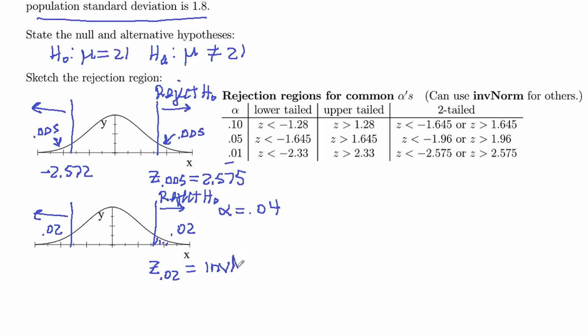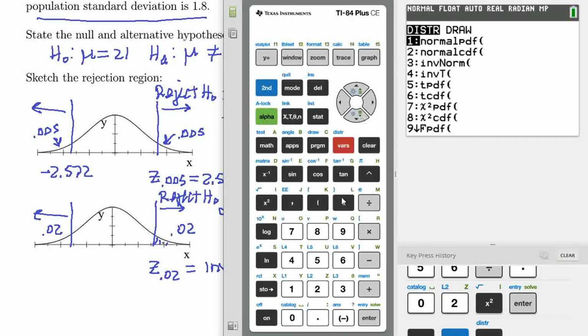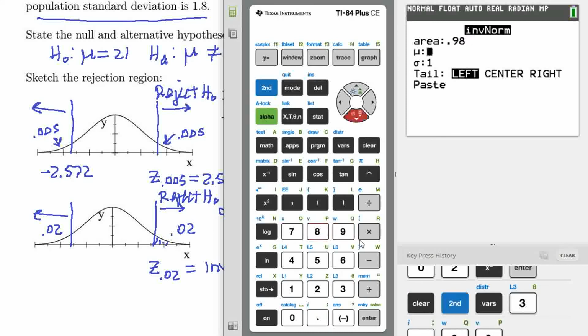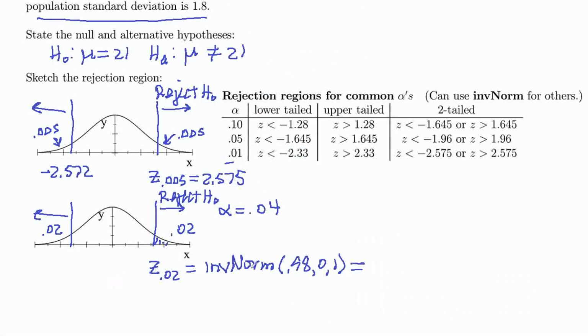So just do inverse norm. If 0.02 is to the right, then 98% is to the left. So this will just be inverse norm of 0.98, mean 0, standard deviation 1. Let's figure that real quick. We go to second variables, distribution menu. Number 3 is inverse norm. Left area 0.98. Everything else is the same. We get 2.05. Usually round these to 2 decimal places, sometimes 3 if you want to. And then this one would be negative 2.05.